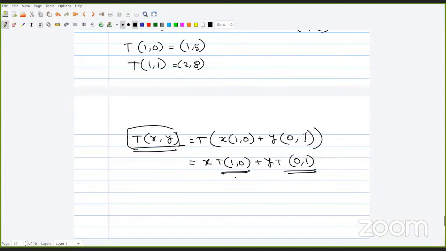This I have to know. Now T of 1 comma 0 I know, it is 1 comma 5. Then you have to use the given basis now. That I also can do; any process you can do. So I want to write this 0 comma 1 in terms of 1 0 and 1 1, right? Yeah. It should be y into 1 1.